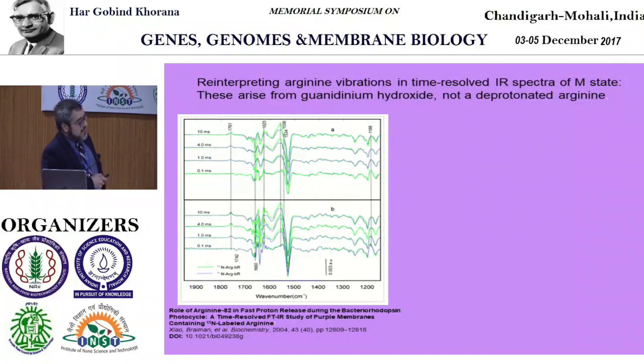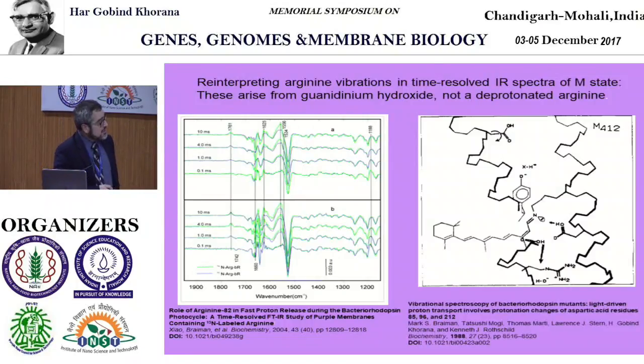We always interpreted this as due to an arginine deprotonation, which meant that our estimation of what was the most likely proton release group in bacteriorhodopsin was somewhat in disagreement with what many people were feeling at that point. However, now that we have these spectra, we know that this is not due to a deprotonated arginine, but rather to formation of an arginine with a hydroxide bound to it. And this means that we're actually returning to a picture of the proton release group, which we first published.